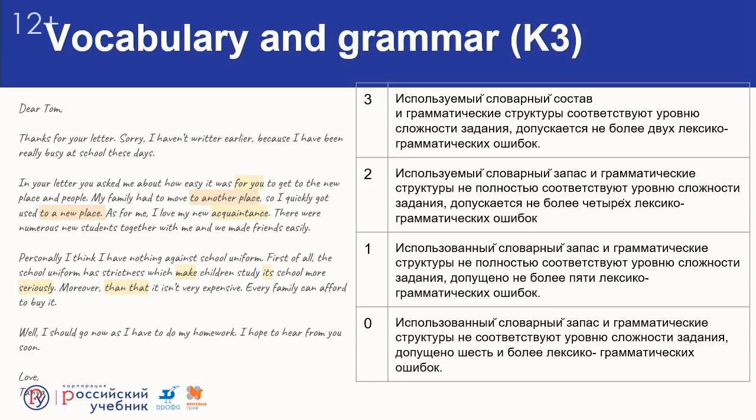Then, first of all, the school uniform has strictness, which makes, right, a grammar mistake. Children study its school more seriously. What does it mean, its school more seriously? Study at school or at their school more seriously, or study school subjects more seriously? Not really clear. It's clear that there is a little problem, and probably at this point we can get our learner to correct themselves, right?